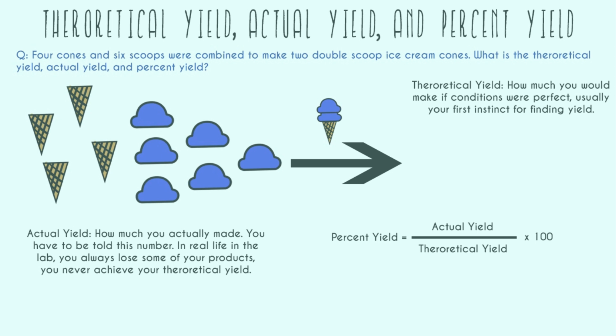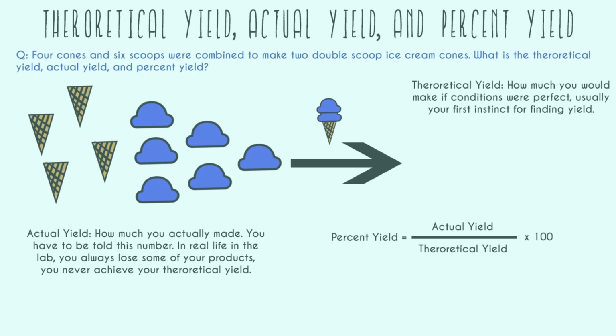And so first we're going to do this example that's about ice cream cones. And so we're not going to deal with actual chemistry. That's where we're going to learn all the definitions. And then I'll do an example that's one that you would actually get in class. So our question reads, four cones and six scoops were combined to make two double scoop ice cream cones. What is the theoretical yield, actual yield, and percent yield?